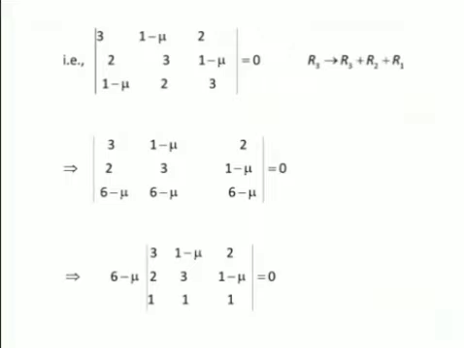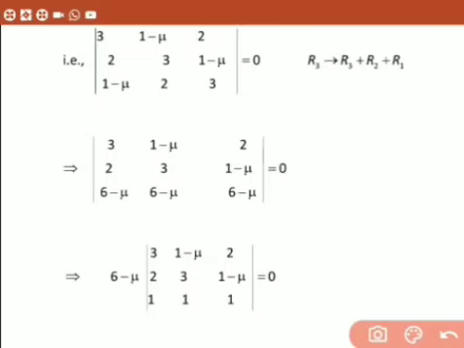So that is the determinant of, you write the coefficient matrix here, 3, 1 minus mu, 2, 2, 3, 1 minus mu, 2, 3 is equal to 0. Let us apply a row operation to this matrix. Here we are changing R3 to R3 plus R2 plus R1, keeping the first and second rows as they are.